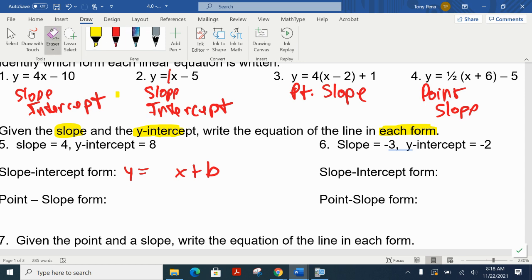Yeah. So we're just going to slot the slope of 4 right in here. And we need to know our y-intercept. Do we know our y-intercept? Yeah, I just flat out give it to you. It's an 8. So we just put the 8 right there. That's slope-intercept form. All right.